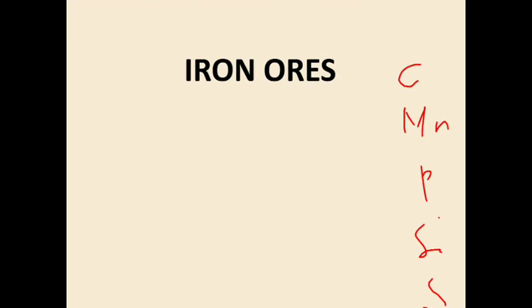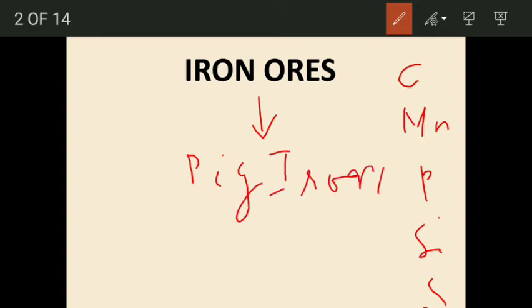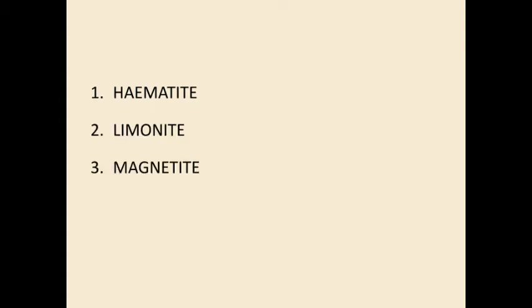First of all, these iron ores are converted into pig iron. Later, this pig iron is converted to different forms of iron like cast iron, wrought iron, etc. So, first of all, let's discuss the important varieties of iron ores: hematite, limonite, magnetite, pyrite and siderite. Let's see them in the order of their iron content.